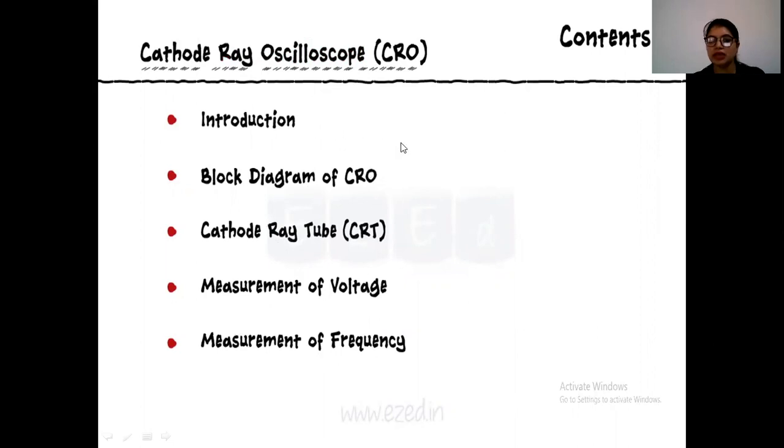These are the main parts of CRO, and these two topics are covered in your EIM syllabus also. Other one is cathode ray tube, measurement of voltage and measurement of frequency and time also. These three topics we will cover in our next lecture. Today we will cover our first two topics, that is introduction and block diagram of CRO.